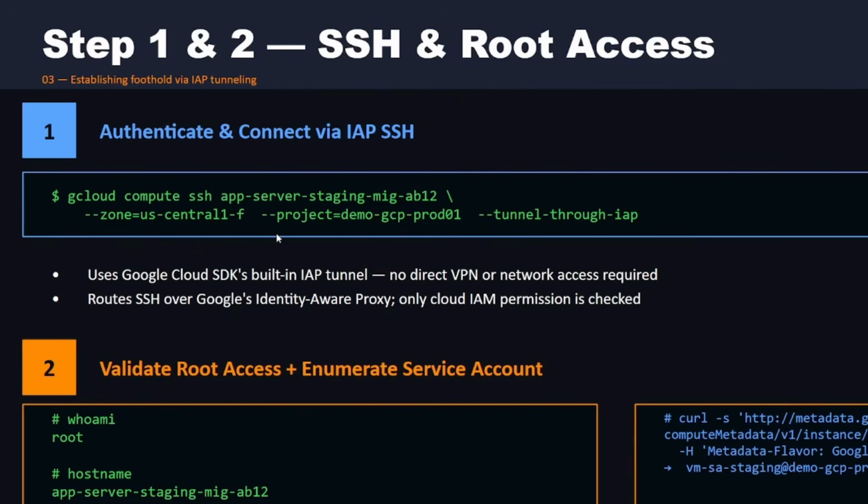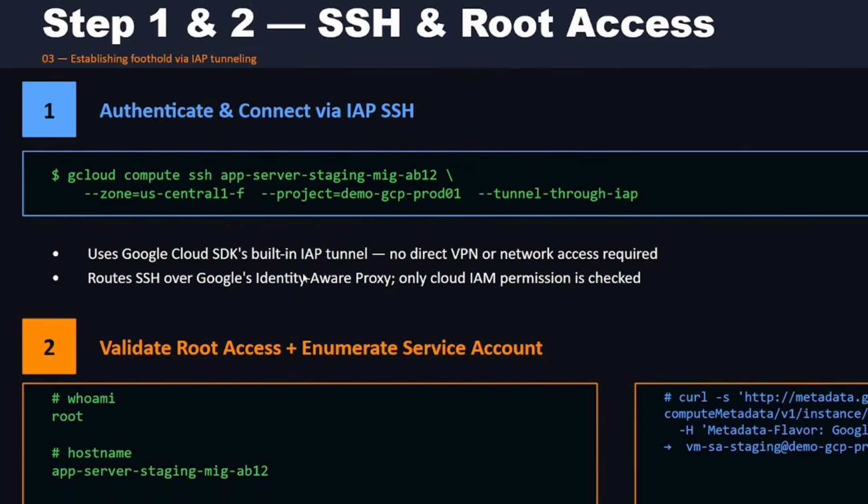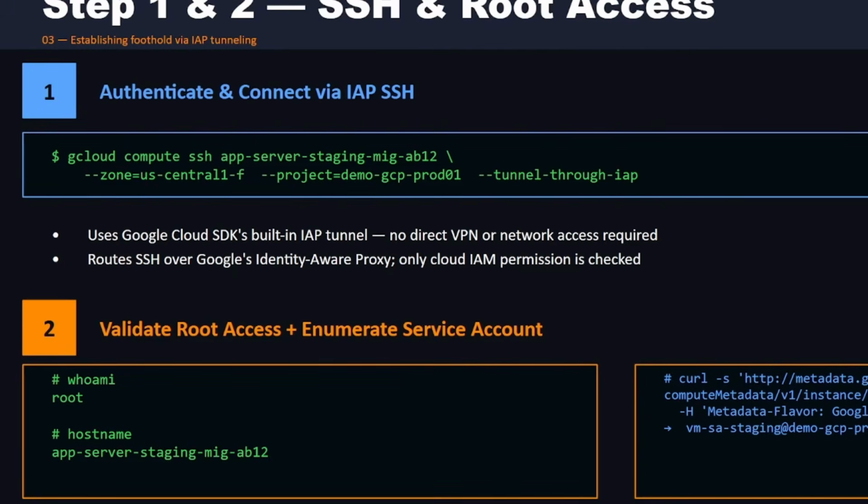No SSH port is exposed to the internet, and no direct network path to the VM is needed. Google's own infrastructure acts as a relay, and because the IAM policy grants osAdminLogin to the identity, the resulting shell is a root shell. There is no firewall rule to bypass, no VPN to compromise, no network peering required. As long as your Google identity has the right IAM role, and IAP tunneling is enabled in the project.